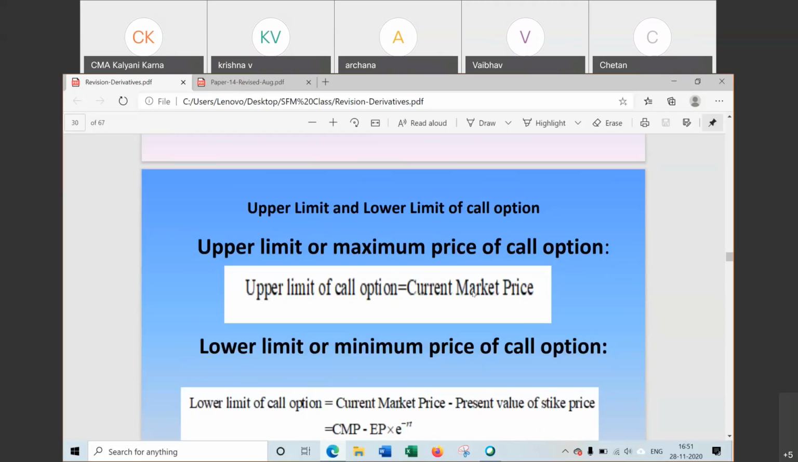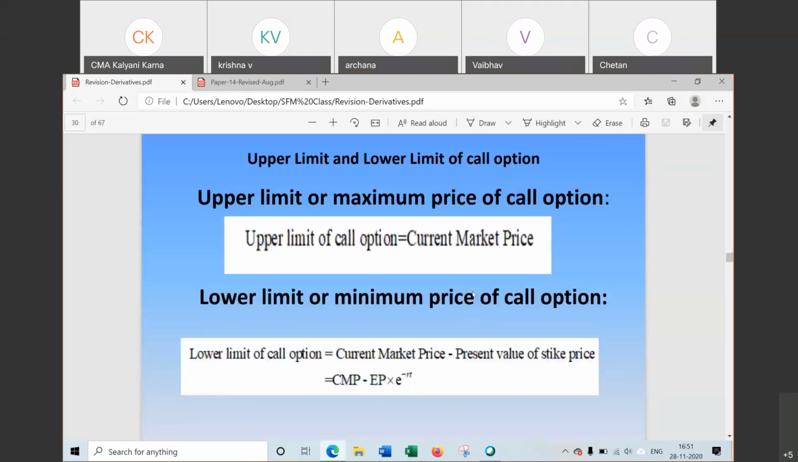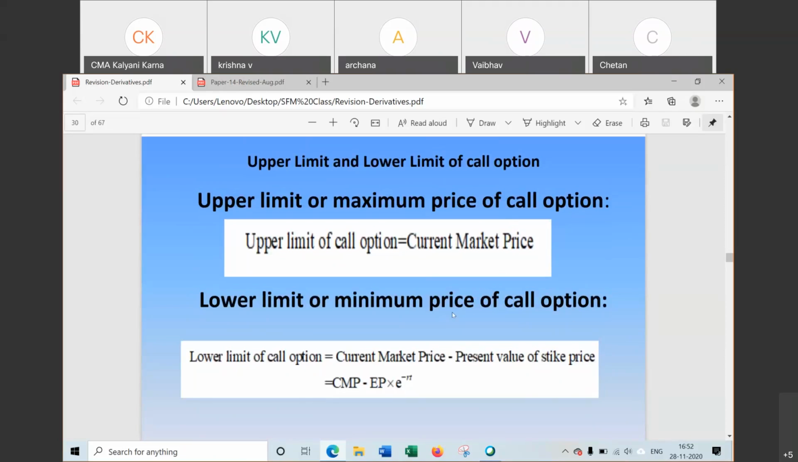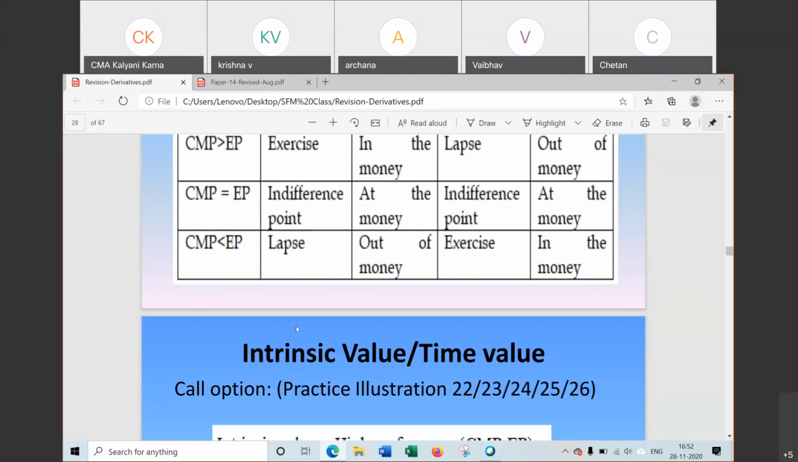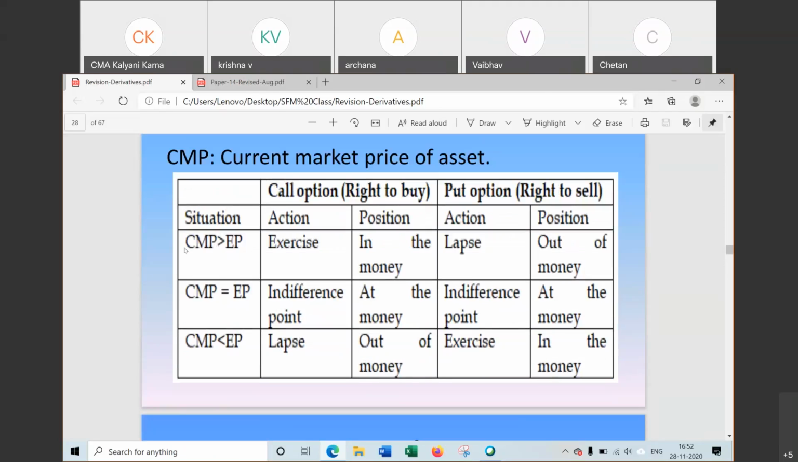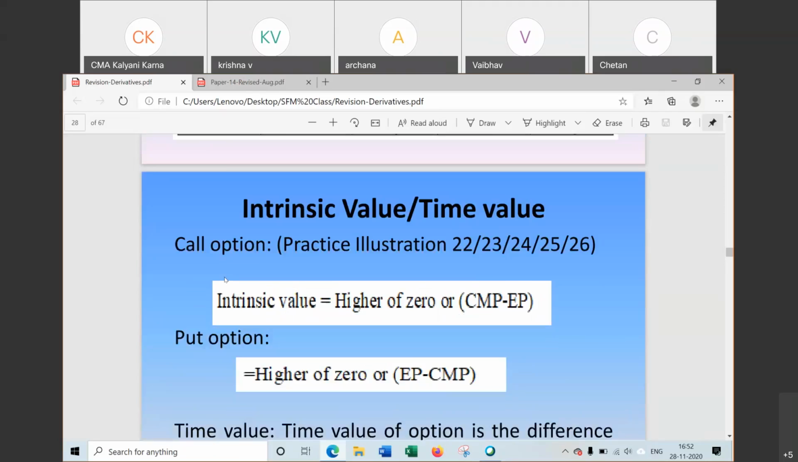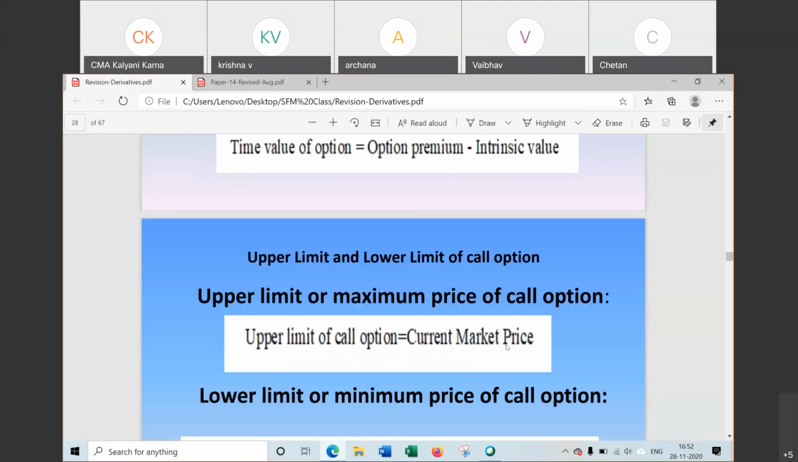So what is the upper limit for a call option? Current market price. Upper limit for a call option, that is current market price. Call option के लिए आपका in the money situation कब होगा? जब CMP is greater than EP. So intrinsic value is the difference, CMP minus EP. And what is the upper limit? That is CMP. Upper limit for a call option will be CMP.